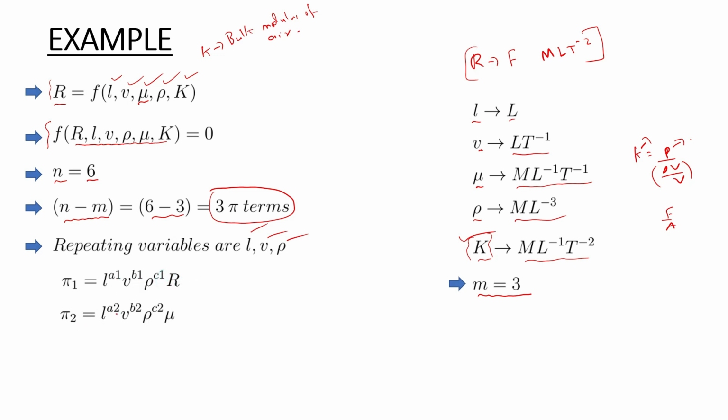And pi 2 is equal to L raised to A2, V raised to B2, rho raised to C2 into mu. And here also you need to find A2, B2 and C2. Note that these pi terms don't have any dimension. They are non-dimensional terms. And pi 3 is equal to L raised to A3, V raised to B3, rho raised to C3 into capital K.